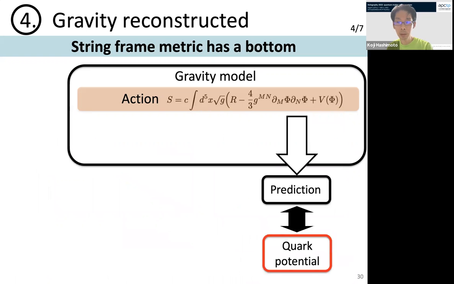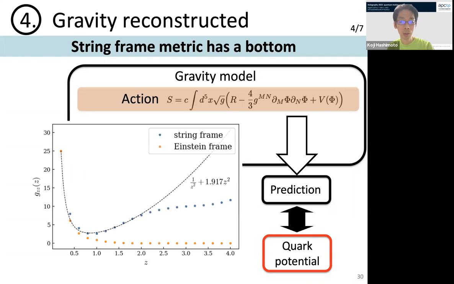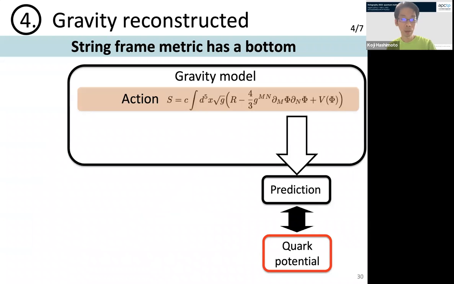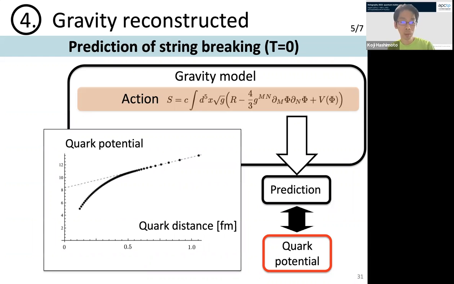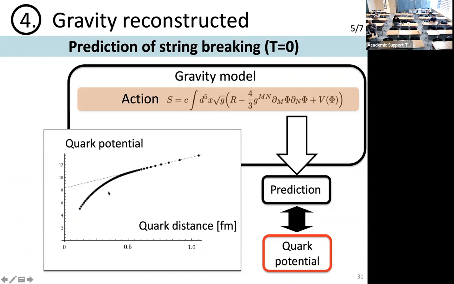And now about the prediction part. So what about the quark potential computed from this model? If you solve this action, then in string frame or Einstein frame, you can have these metric functions. For example, in string frame, you can fit this string frame metric, the radial component of the metric, like this, and it has a bottom here. Since it has a bottom, it produces a confining potential. And in fact, if you compute the quark-antiquark potential using this gravity model, then you have this. Koji, I have some question. Yeah, please go ahead.